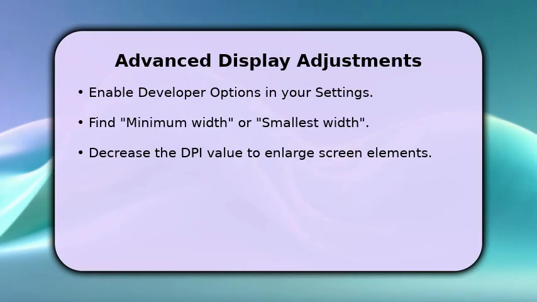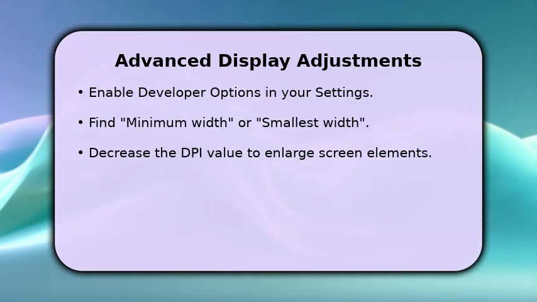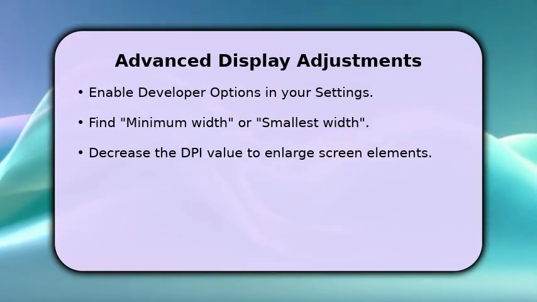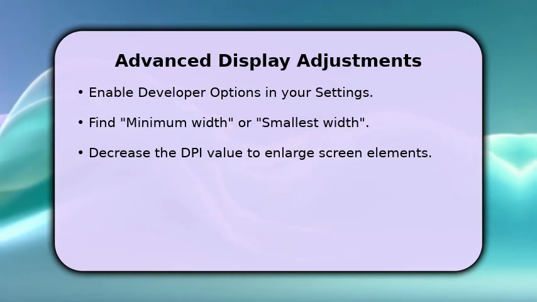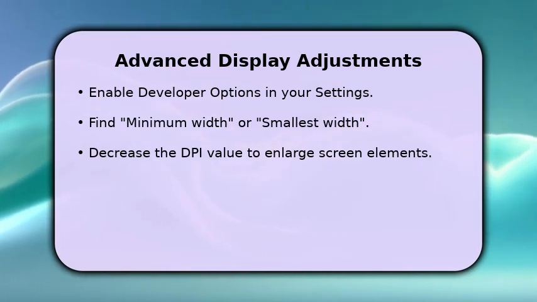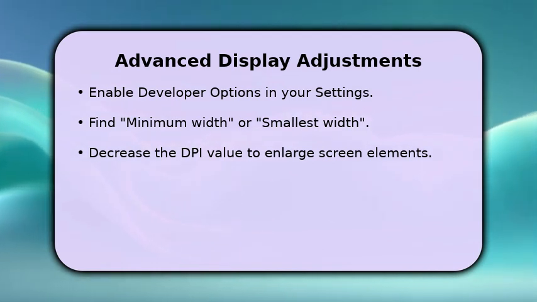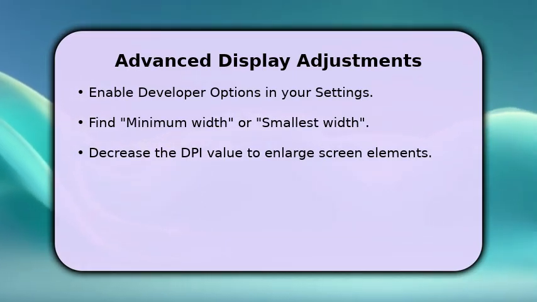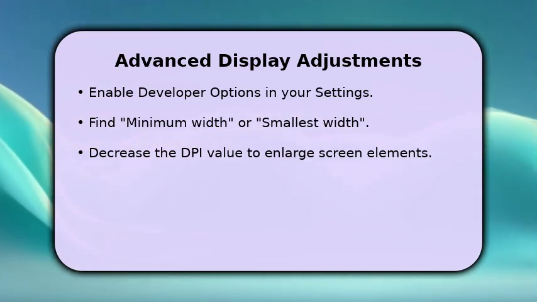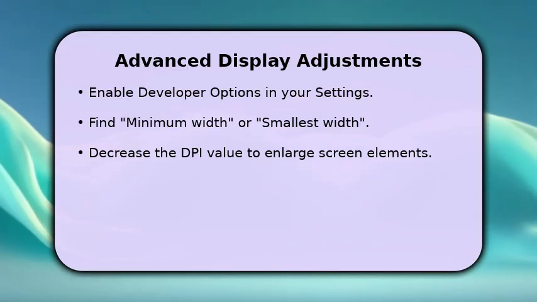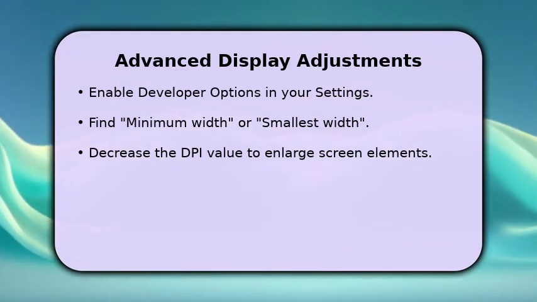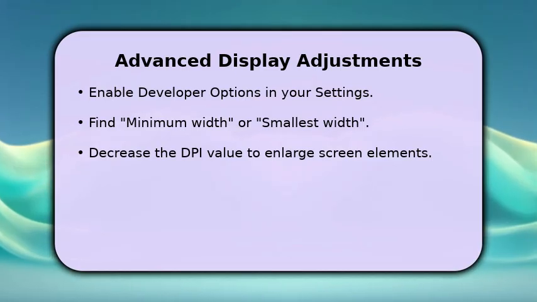For advanced users, developer options offer fine-grained control over display scaling. First, enable developer options by tapping your build number 7 times in About Phone. Then, navigate to developer options and find minimum width or smallest width. Decreasing this DPI value, for example, from 400 to 300, will effectively enlarge all screen elements, including the clock, but use caution as it affects the entire interface.